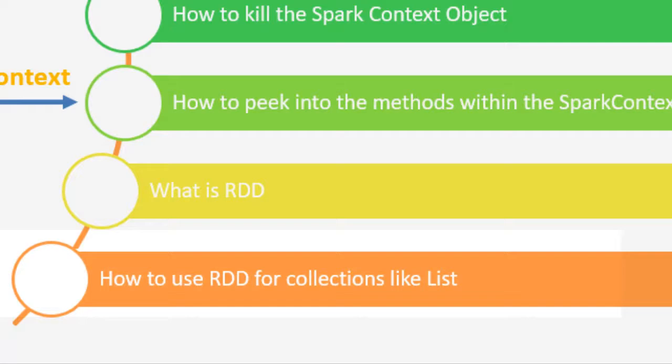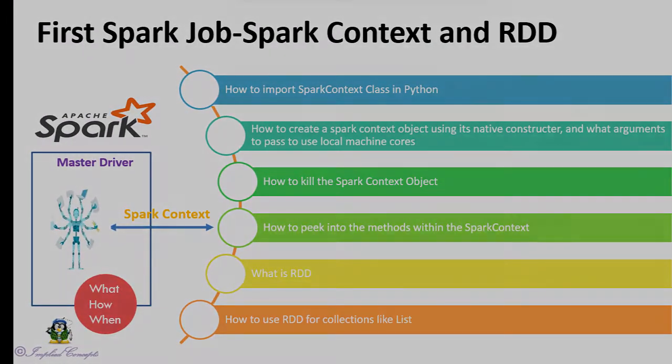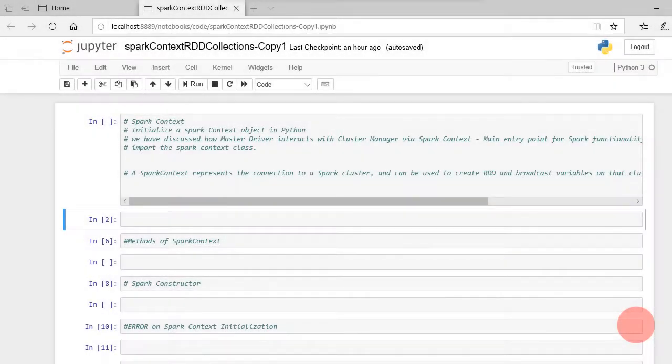Okay, so let's get going with our first Spark job. We'll learn in this coding exercise about Spark Context, and how to initialize a Spark Context object in Python. We discussed how the master driver interacts with the cluster manager via Spark Context, which is the main entry point for Spark functionality. A Spark Context represents the connection to a Spark cluster, and can be used to create RDD and broadcast variables on that cluster. We will also learn about RDDs in this section.